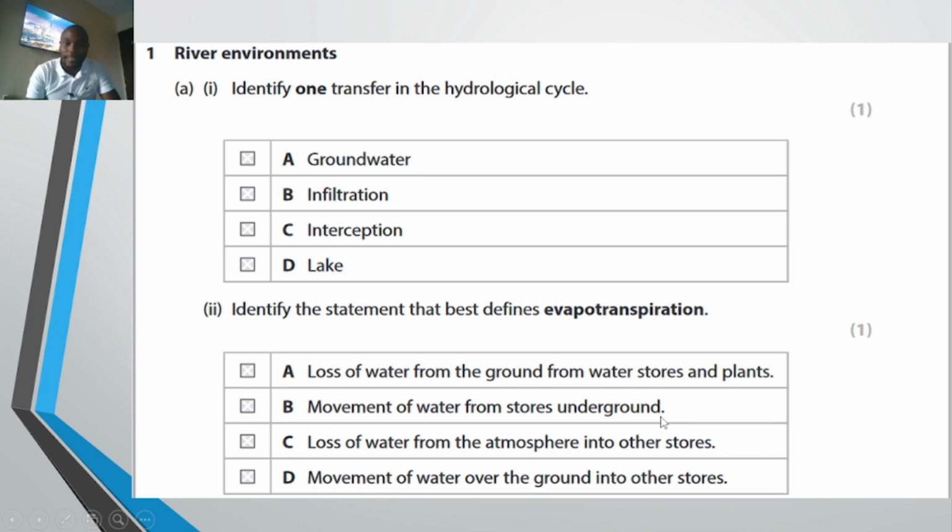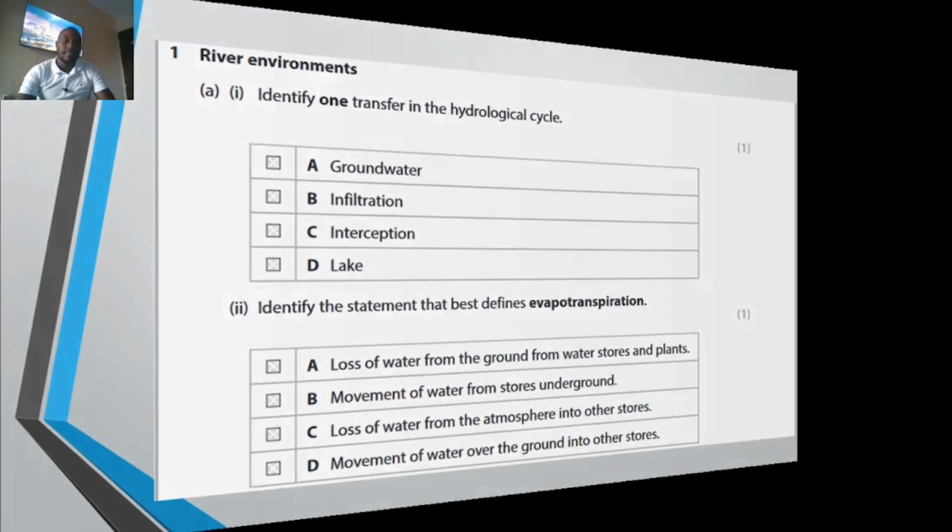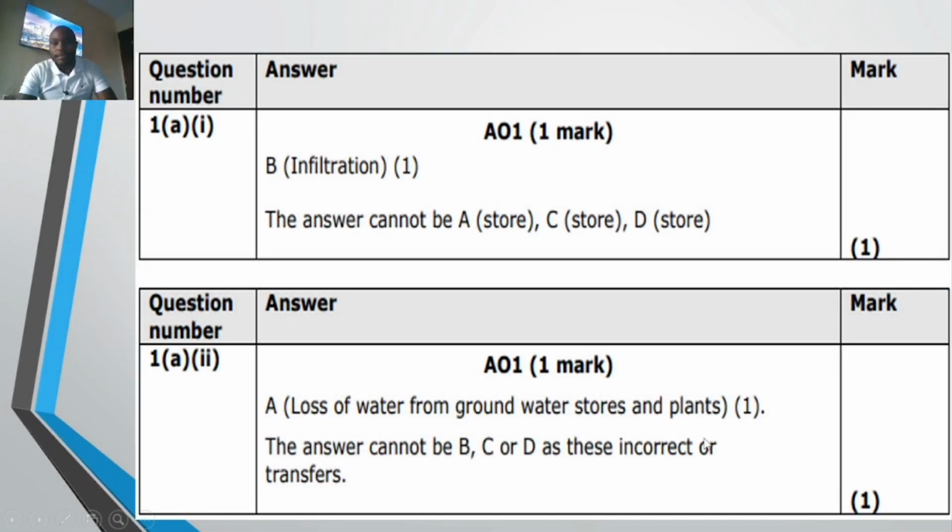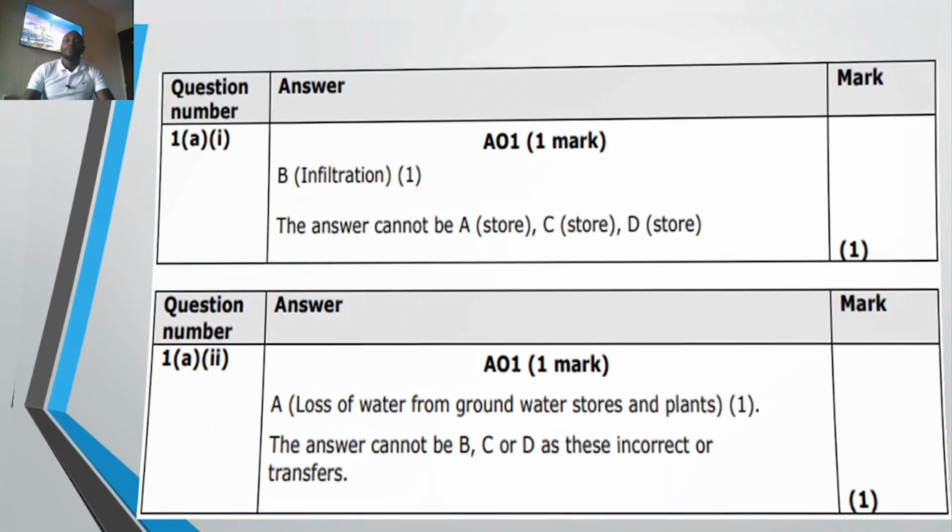Then movement of water from stores underground, that's not the answer. Of course, the loss of water from the atmosphere into other stores, that is not the answer. Movement of water over the ground into other stores, that's not the answer. So the answer is A, loss of water from the groundwater stores and plants. So you're given your mark there. And the answer to the other one was infiltration. The answers cannot be B, C, and D because they are incorrect, or they are actually transfers.